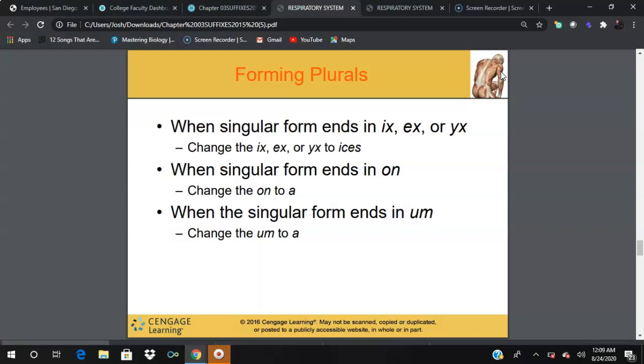When we have a singular form of ON, then it actually changes to A. So an example of that would be a ganglion is a singular form, and if we have multiple, it's called ganglia.